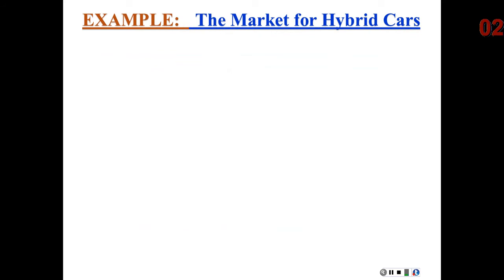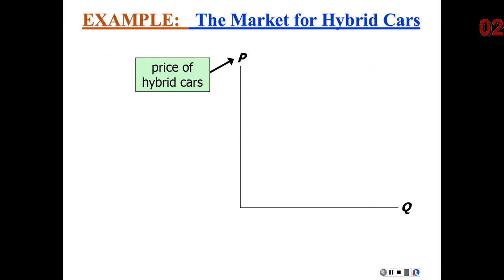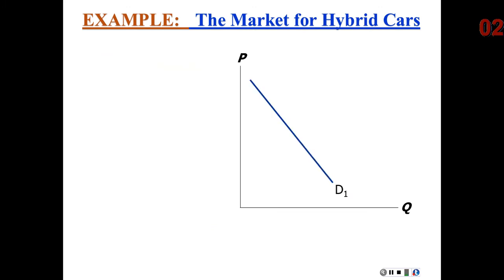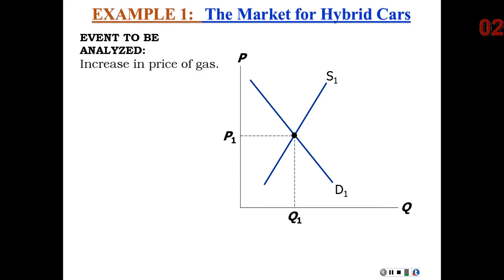Let's go ahead and apply this to an example: the market for hybrid cars. Here we are with price on the y-axis and quantity on the x-axis, price of hybrid cars, quantity of hybrid cars, downward sloping demand and upward sloping supply. We start off in equilibrium. This is a snapshot. Now, controlling for other factors, we're going to assume that there's an increase in the price or the cost of gasoline. That is not the price of the good we're looking at. We're looking at the market for hybrid cars, so this is going to be an exogenous impact. Gasoline costs go up. Now, let's think through this.